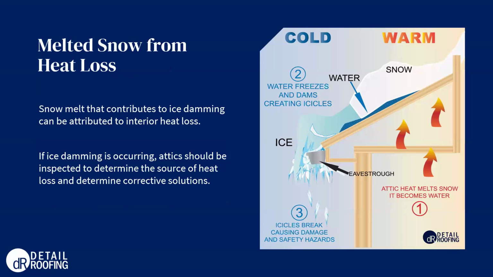One thing that we really want to focus on here when it comes to how ice damming occurs is that second step where the snow melts. The melted snow on the roof surface can be attributed to interior heat loss from within the home, typically related to deficiencies within the attic.